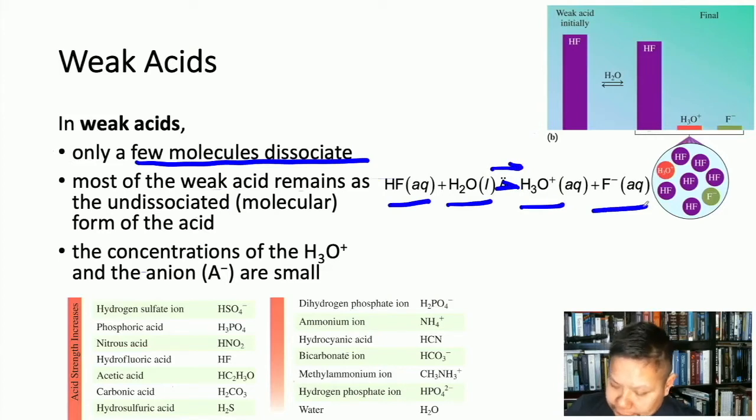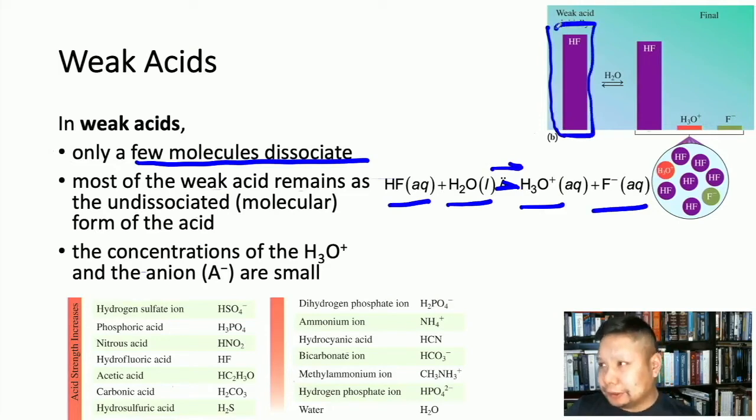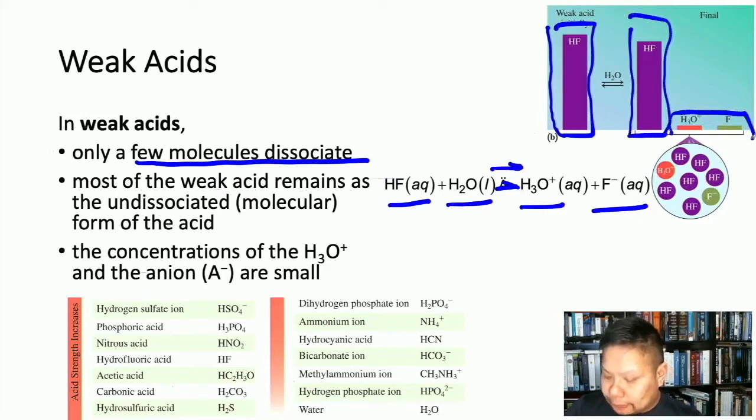But when you look at the dissociation graph here, beginning at 100% hydrogen fluoride and then dissociating in water, most of it actually stays hydrogen fluoride, and we have very little of the fluoride ion and the hydronium ion. So that's a weak acid, right? That's a very weak acid.